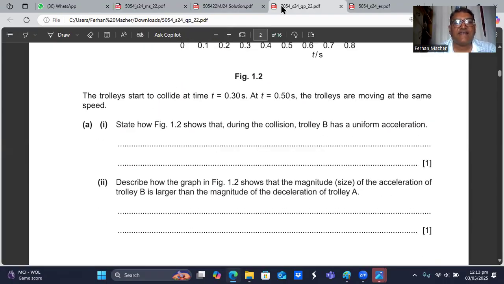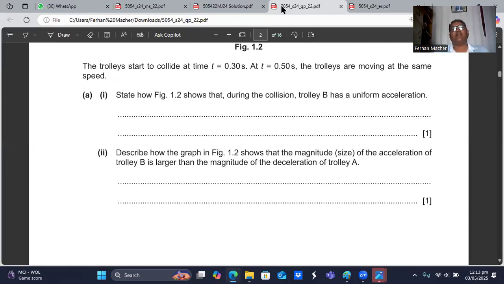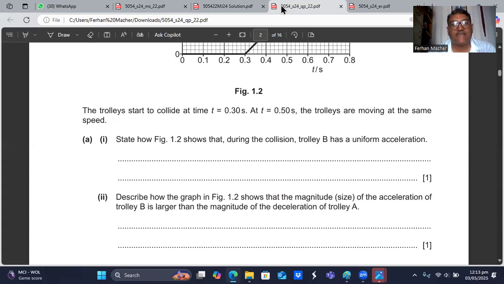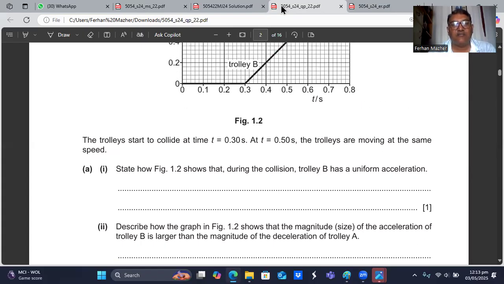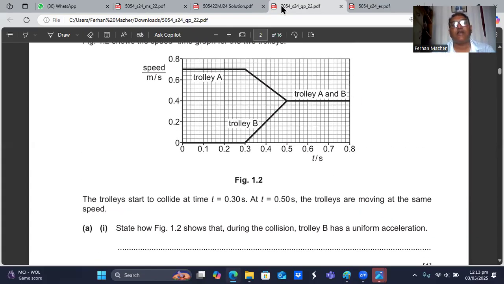Question number 1a, second part. It says, describe how the graph in figure 1.2 shows that the magnitude, the size, of the acceleration of trolley B is larger than the magnitude of the deceleration of trolley A. So how is the size of the acceleration of trolley B larger? You see the change in the velocity is from 0 to 0.4.